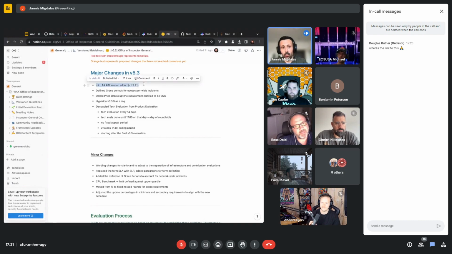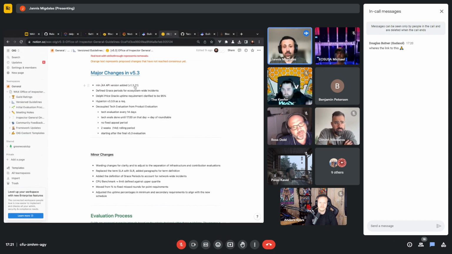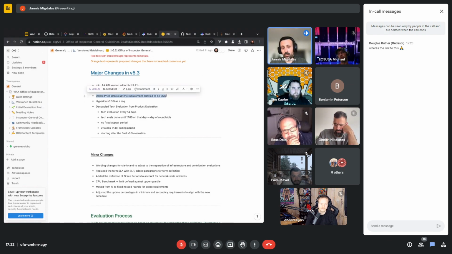Some other noteworthy changes will require some versions for APIs. Atomic Assets API shall be run with the most current version right now, which was updated at the end of August, I think. Hyperion as a requirement with the most current version 3.3.9. So thanks for the feedback on the last call. We adjusted this from 3.3.5 to 3.3.9. And the Delphi price oracle now has a clarification for the uptime. So make sure your Delphi oracle is running and is feeding the correct prices, and 90%, 95% SLR for the tech evaluation period.